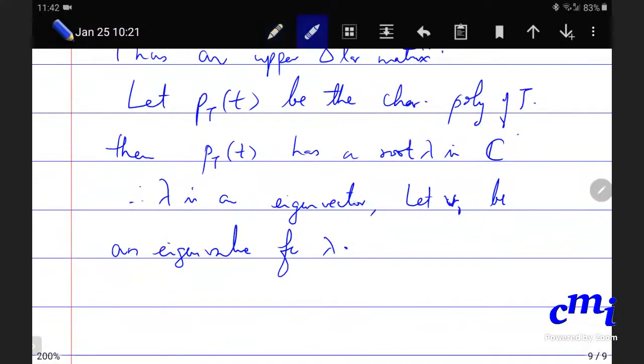Sorry, thank you, I got both wrong. Lambda is an eigenvalue and v1 is an eigenvector for lambda. Okay, thank you.